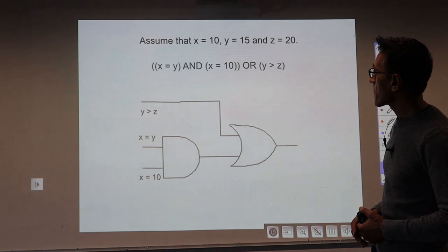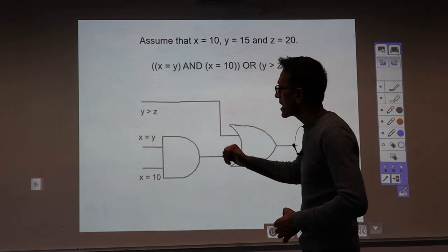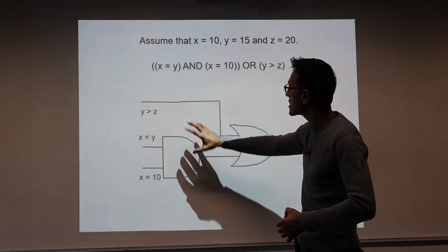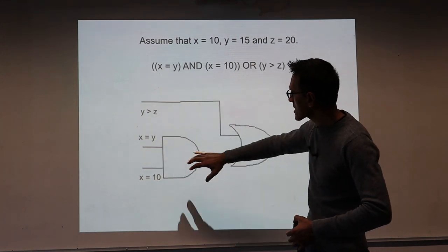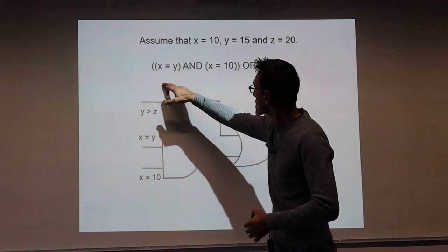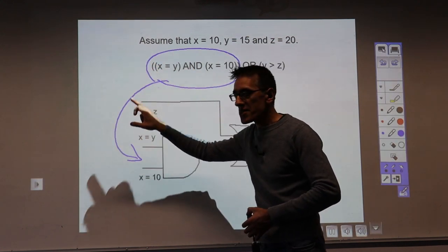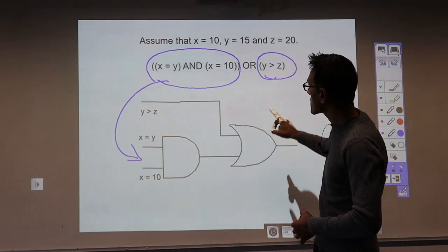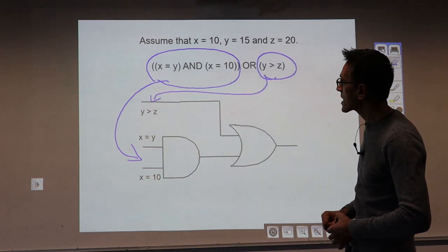Here's another one. X is 10, Y is 15, Z is 20. Let's check. X equals Y. We're performing an AND on X equals Y and X equals 10. So this is the AND gate. So this part of the expression is being evaluated by this gate here. Y is greater than Z is being sent in as an input on this line here.